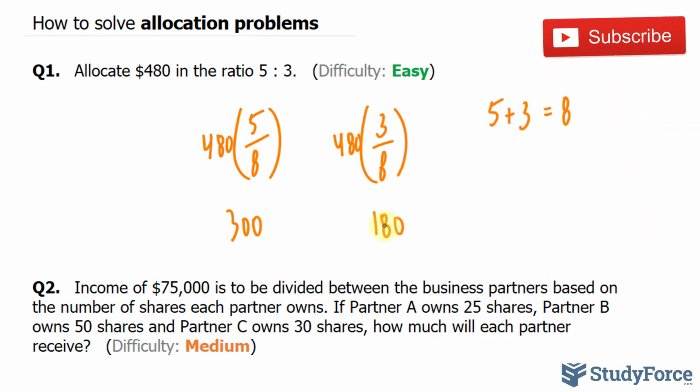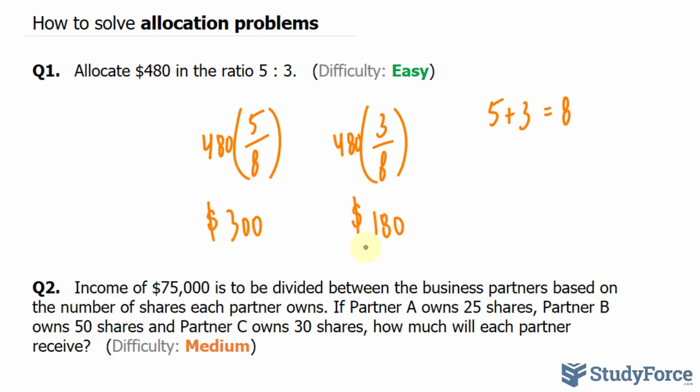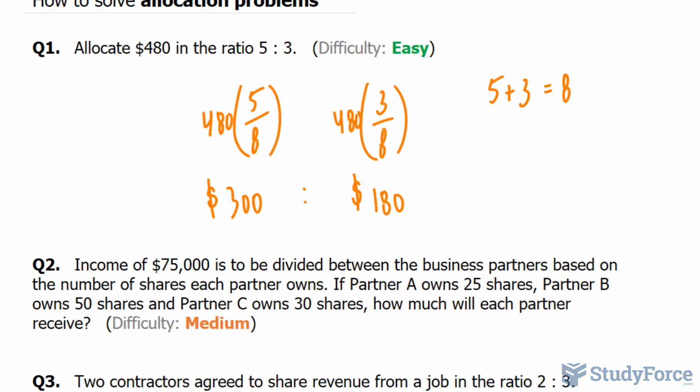So in order to distribute $480 into 5 to 3 parts, 5 out of 8 of that is $300, and 3 out of 8 is $180. If you reduce down this ratio, you end up with 5 to 3. Let's move on to question number 2.